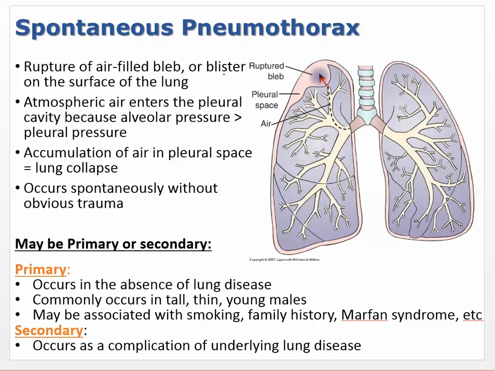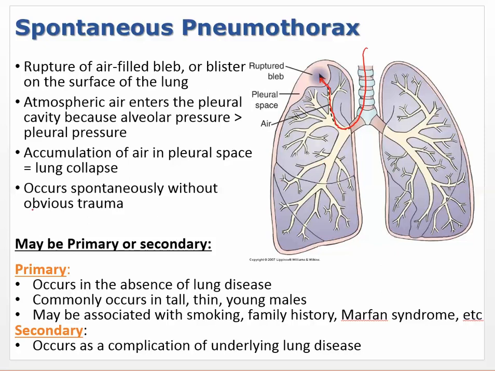So rupture of an air-filled bleb or blister on the surface of the lung, atmospheric air coming in from the trachea and through the bronchi enters the pleural cavity because the alveolar pressure is going to be higher than pleural pressure. Pleural pressure is usually negative, and so that means the air is going to just push right through there. So air accumulates in the pleural space. Your lung is going to collapse or partially collapse. And it's called spontaneous because it occurs spontaneously without obvious trauma.